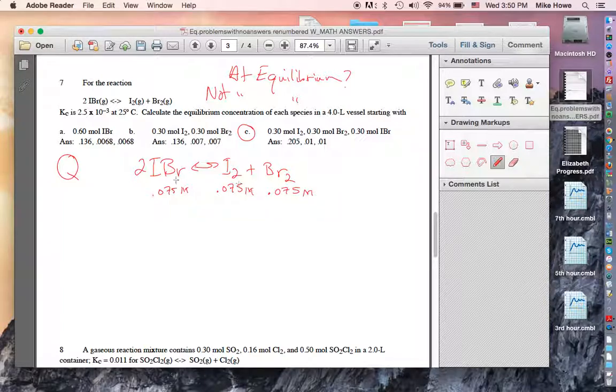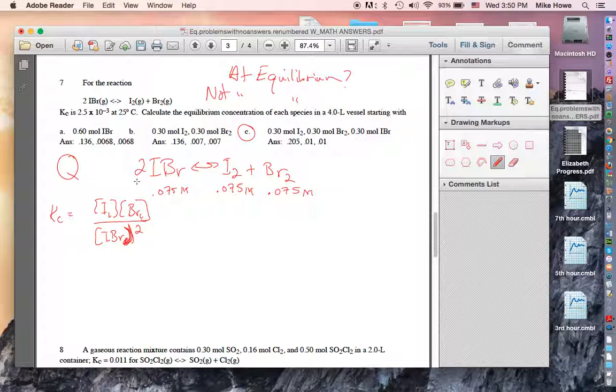All right, so here's the new idea. Is the system at equilibrium or not? You can tell by just taking these concentrations and plugging them into the equilibrium expression. This is the equilibrium expression. Kc is equal to the concentration of I2 times the concentration of Br2 divided by the concentration of IBr. Oops, there's no 2 there, sorry, IBr. And that would be squared because of the 2 here.